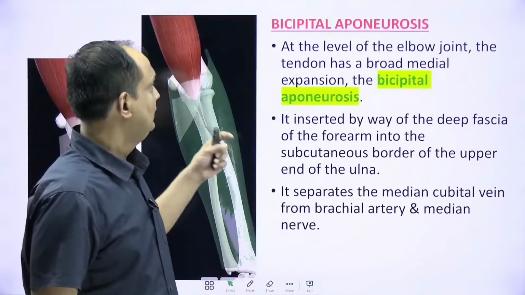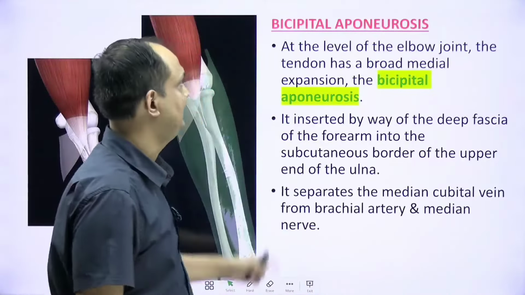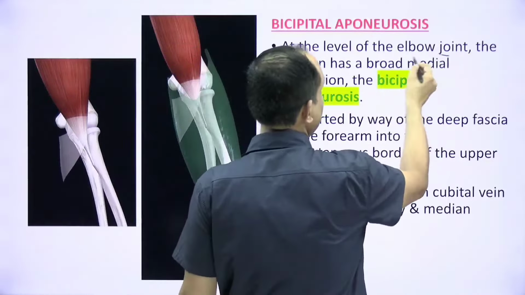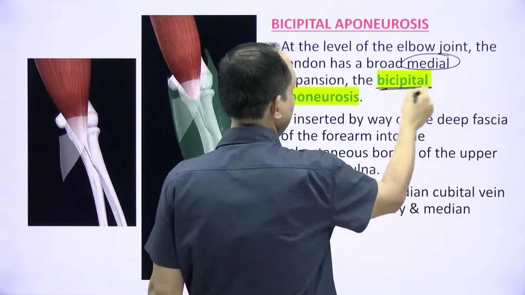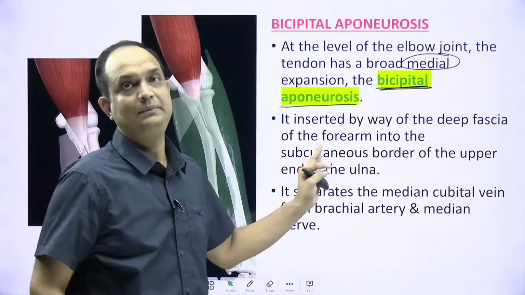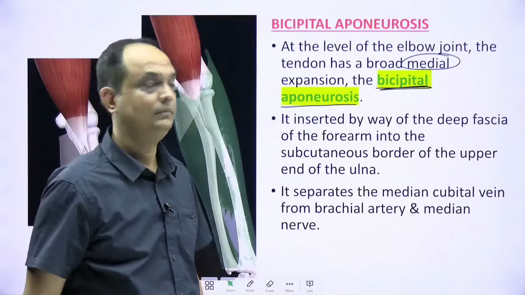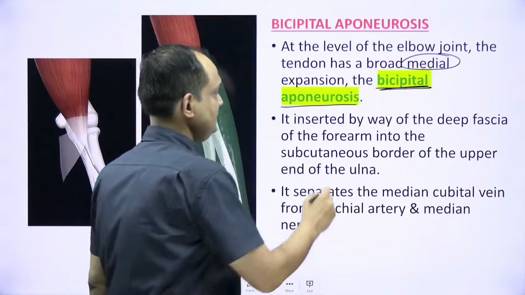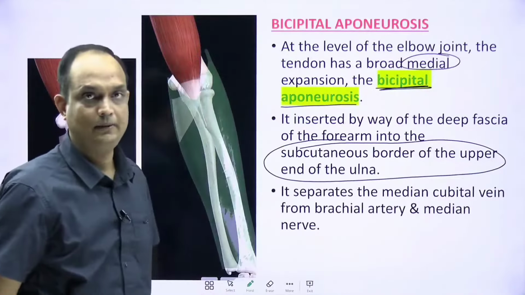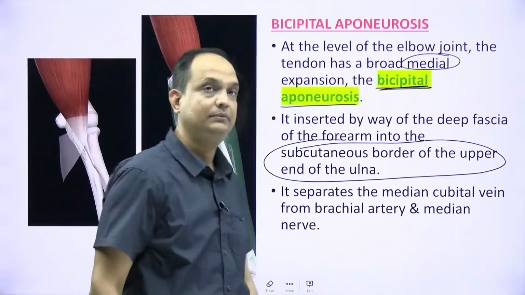So, now there is one more important part of the biceps tendon, that is the bicipital aponeurosis. So, what happens is that on the medial side you have an expansion, and that aponeurotic expansion is known as the bicipital aponeurosis. This bicipital aponeurosis goes medially and merges with the deep fascia of your forearm, and with the help of this deep fascia it ultimately inserts on the upper end of the posterior border of the ulna, and it separates the median cubital vein from the brachial artery and median nerve.